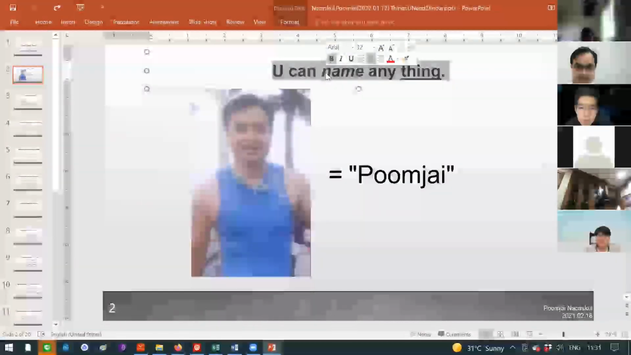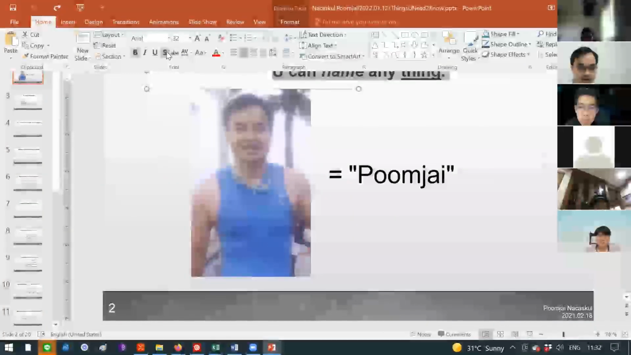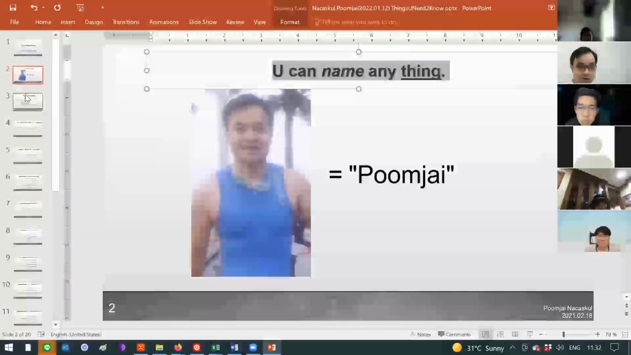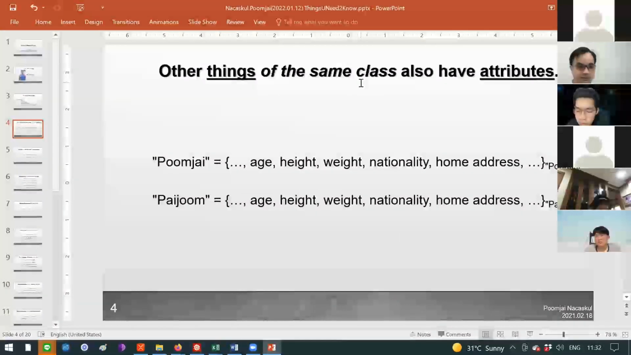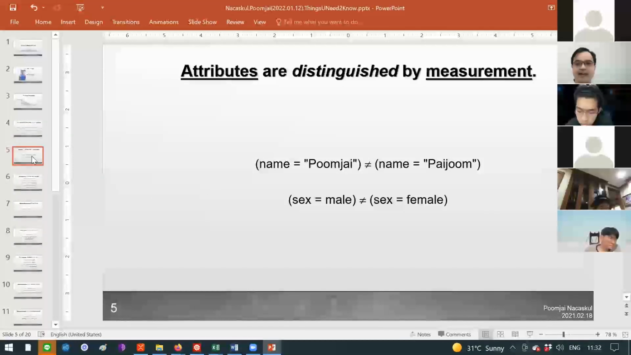First we have one thing that you can name. That thing has attributes. That thing belongs to this class of things that also have attributes. This is like you coming from an alien civilization. This is how we human beings organize knowledge. Now, attributes are distinguished by measurement. Why am I different from you? You say, well, I'm one person, you're another person, right? Pumjai is not Paiju, but actually it's by measurement.